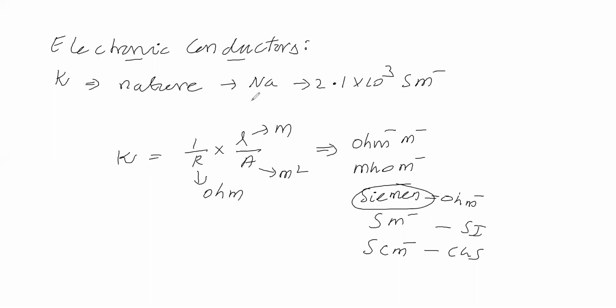Next metal we will take is copper. For copper, the conductivity is 5.9 into 10 to the power of 3 Siemens per meter. Now see the conductivity values. The conductivity of sodium and copper are different because their nature is different. Similarly, the structure of the metal will matter. If you see the structures, there are face centered cubic and body centered.